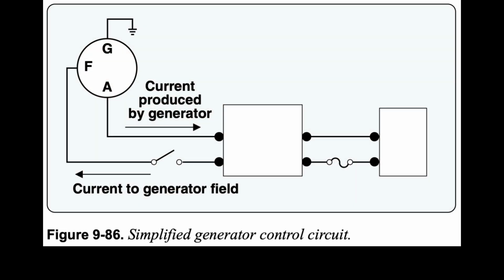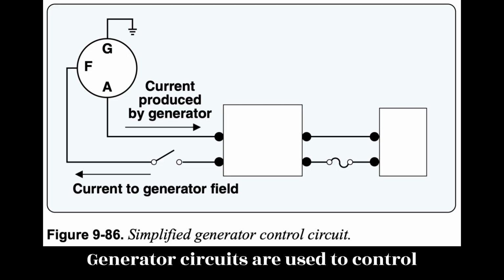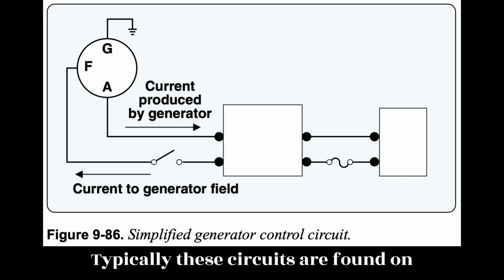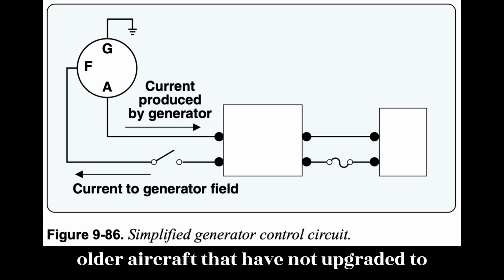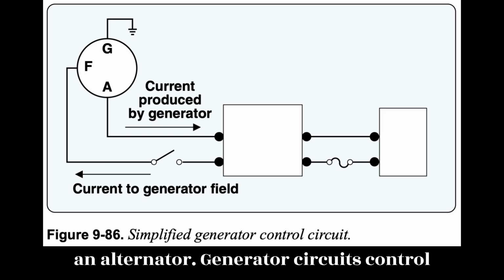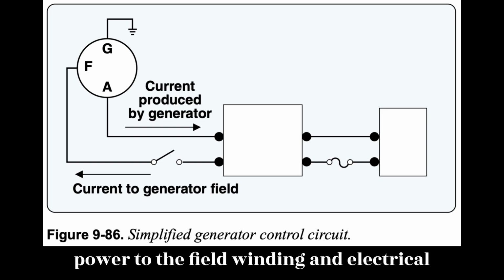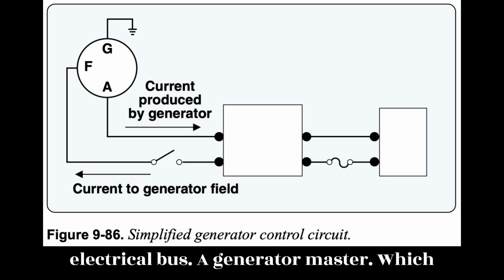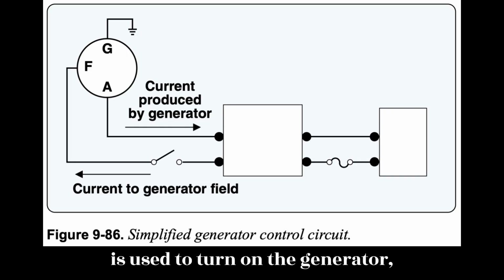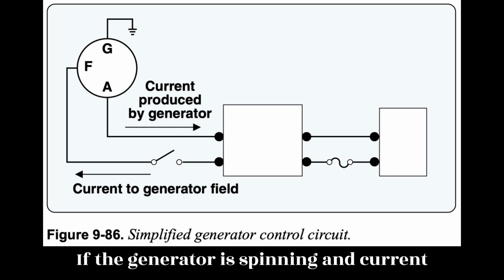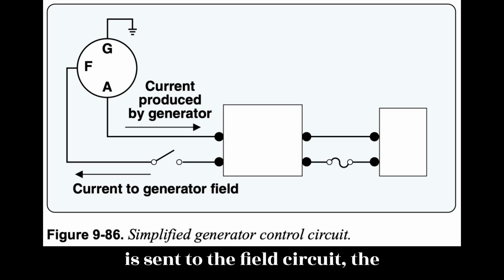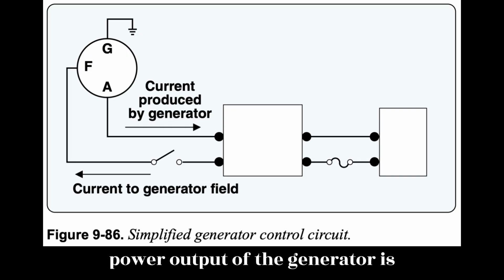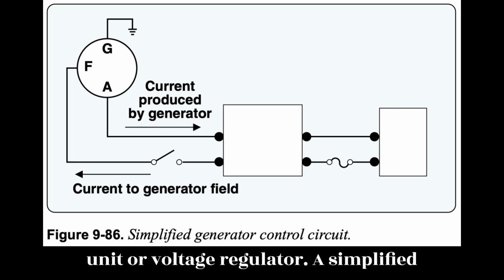Generator circuit. Generator circuits are used to control electrical power between the aircraft generator and the distribution bus. Typically, these circuits are found on older aircraft that have not upgraded to an alternator. Generator circuits control power to the field winding and electrical power from the generator to the electrical bus. A generator master switch is used to turn on the generator, typically by controlling field current. If the generator is spinning and current is sent to the field circuit, the generator produces electrical power. The power output of the generator is controlled through the generator control unit, or voltage regulator.